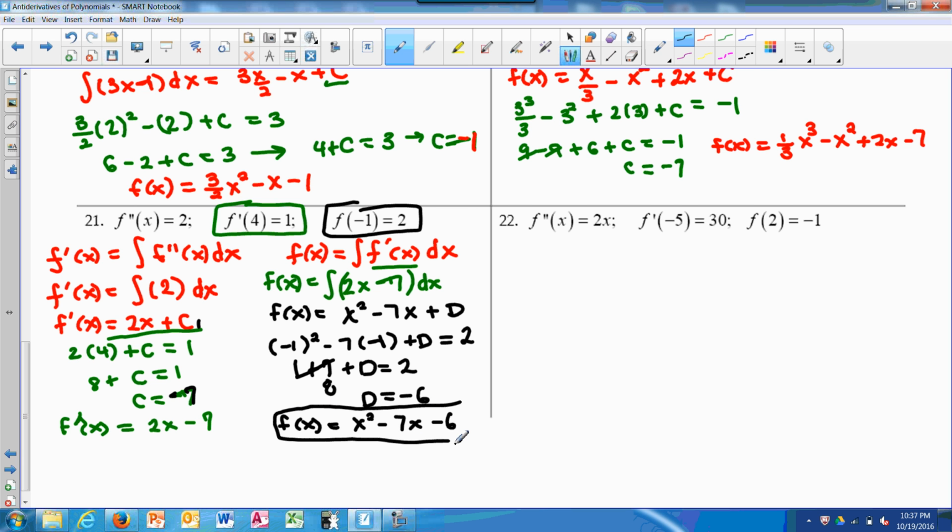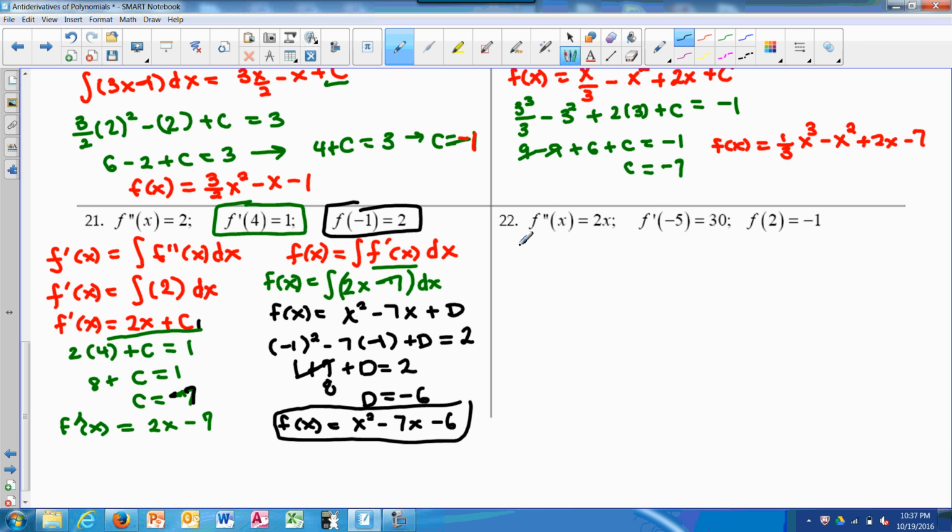So this is the function whose first derivative is 2x minus 7, which at 4 is 8 minus 7 is 1, and whose second derivative would then just be a constant of 2. And the function passes through -1, 2.